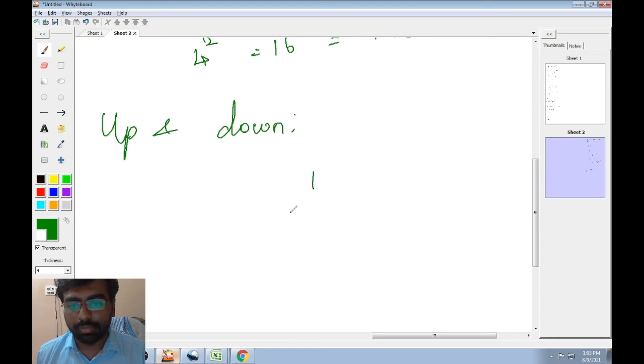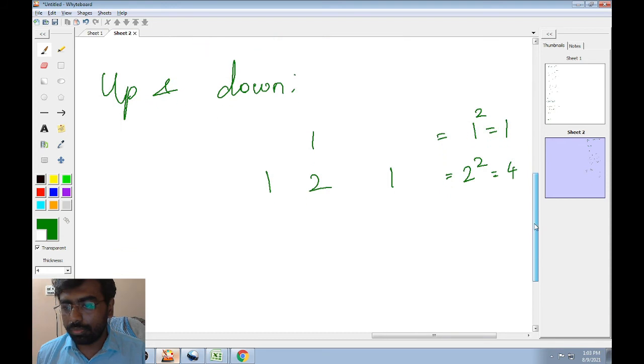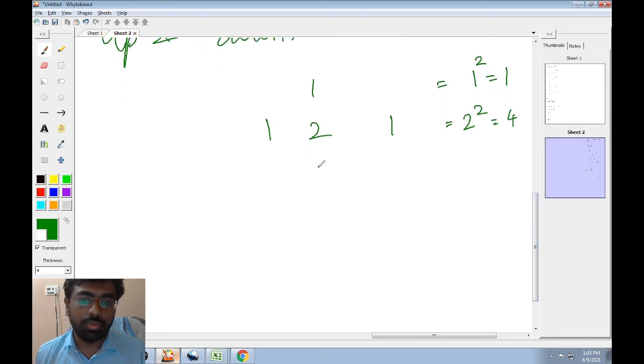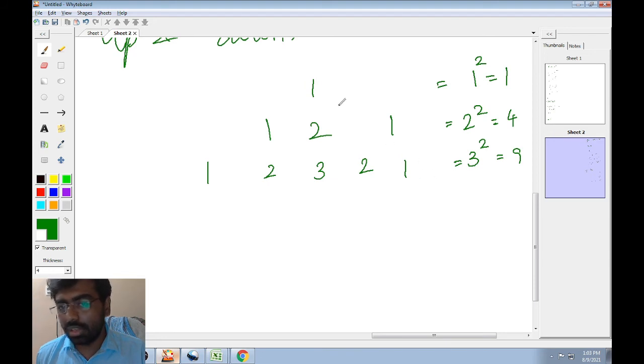See, 1, which is 1 square, is equal to 1. 1, 2, 1, which is 2 square, is equal to 4, right? So we'll have 1, 2, 3, 2, 1, which is nothing but 3 square, which is 9. If you add all these numbers, 2 plus 1, 3, 3 plus 1... 3 plus 3, 6, 6 plus 3, 9. So you will be adding all this and just make it in a different color so that you will be able to easily understand.